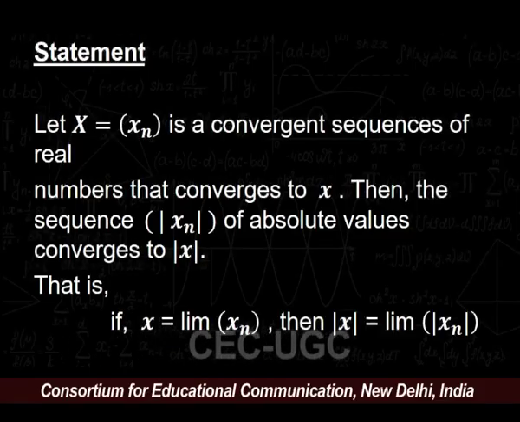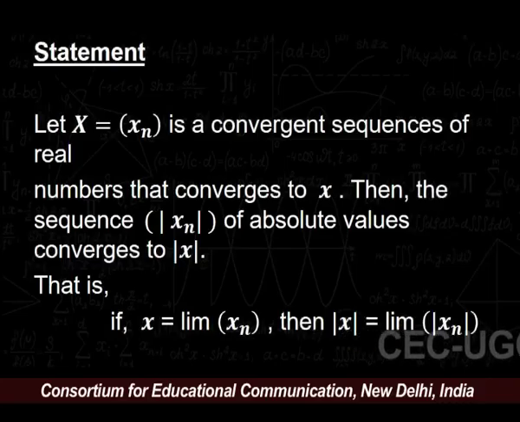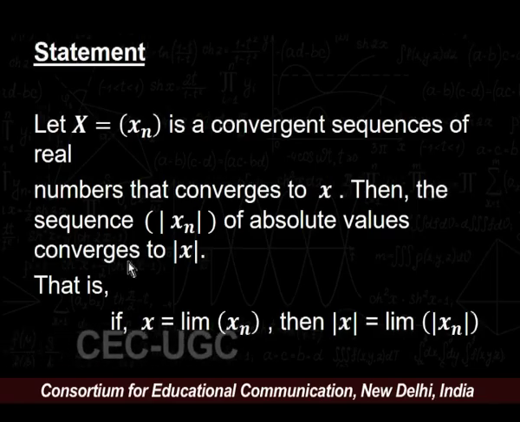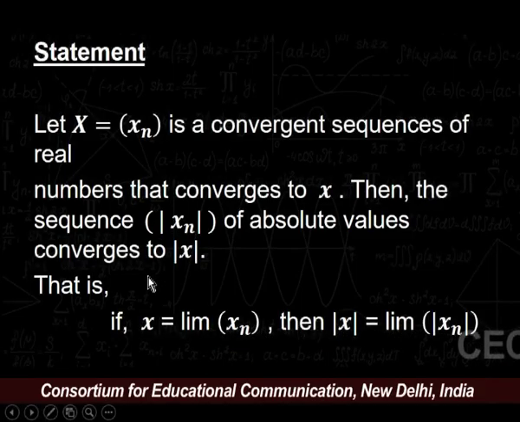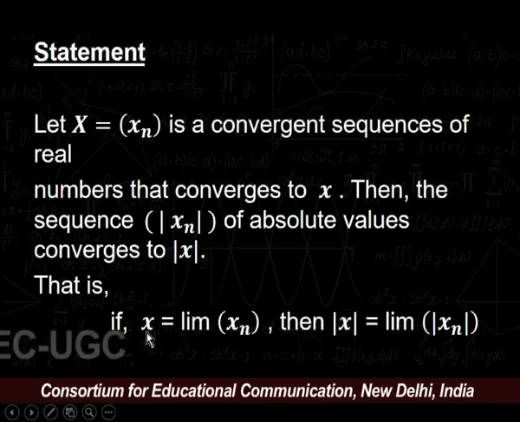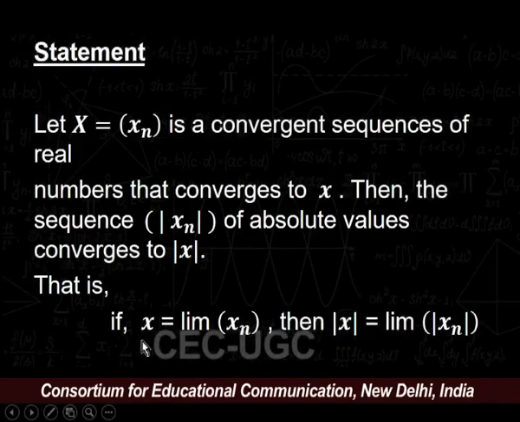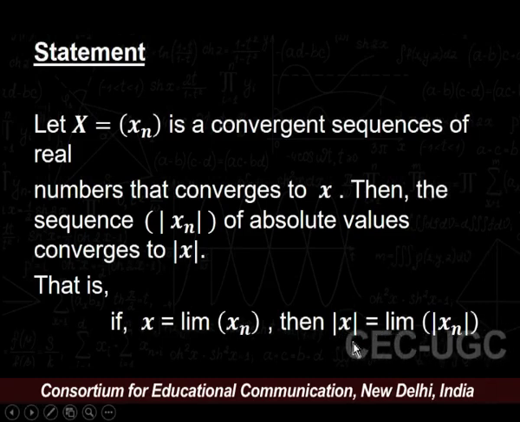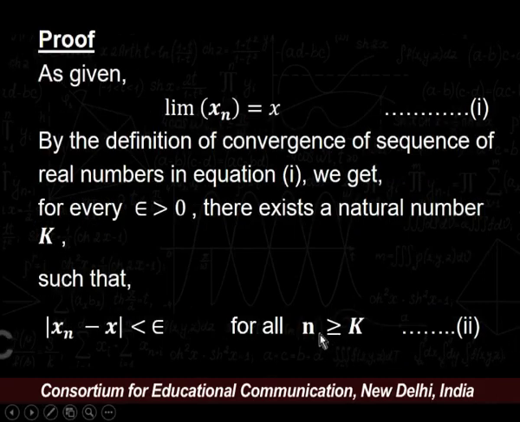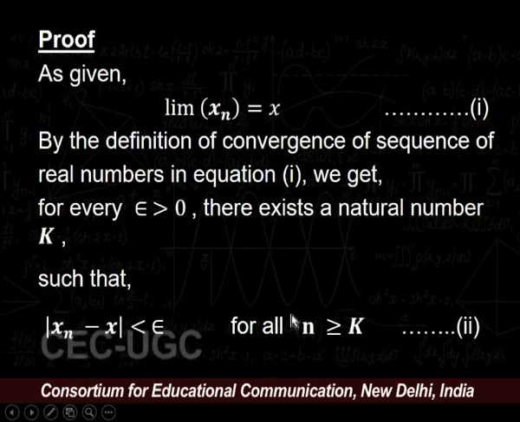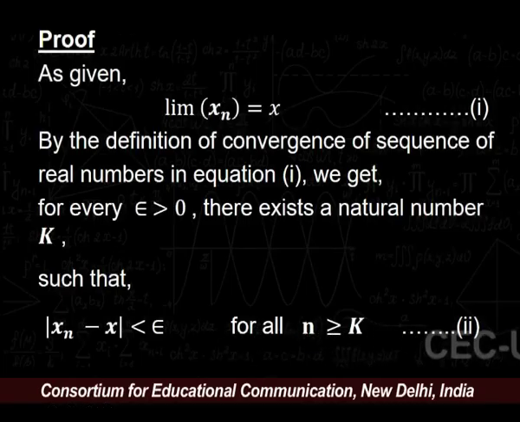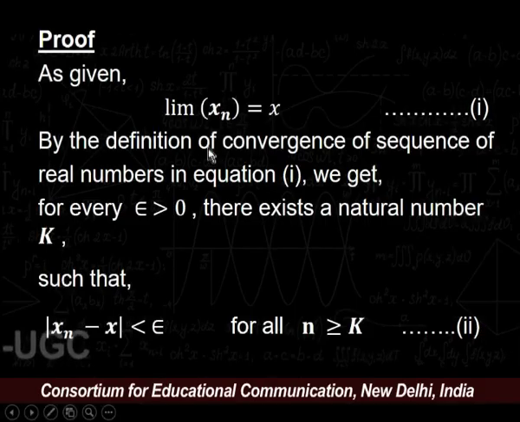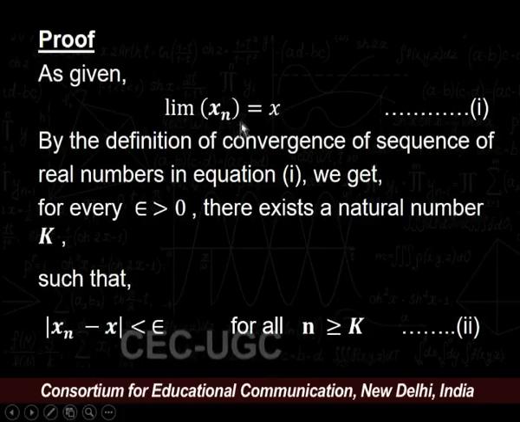Now, our next result is: let X equal to xn be a convergent sequence of real numbers that converges to x, then the sequence of absolute values mod xn converges to mod x. That is, if x is equal to limit of xn, then we must have mod of x equal to limit of mod xn. Now, as given, xn is a convergent sequence and converges to x. So, we can easily derive our equation number 1. Equation number 1 says that limit of xn is equal to x.